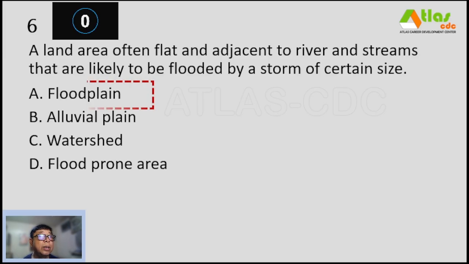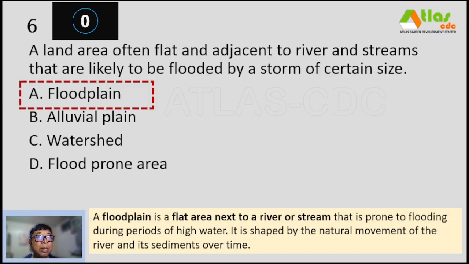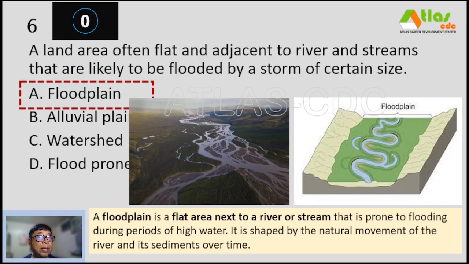And our correct answer is letter A, floodplain. So a floodplain is a flat area next to a river stream that is prone to flooding during periods of high water. It is shaped by the natural movement of the river and its sediments over time. May tinatawag na 50-year floodplain at may tinatawag din na 100-year floodplain. So you have to check that data.